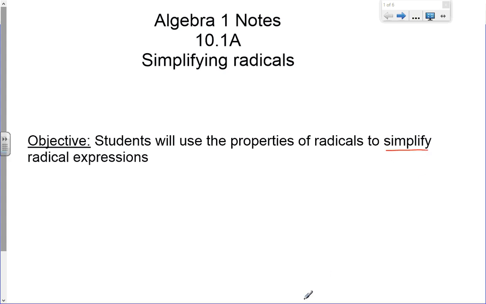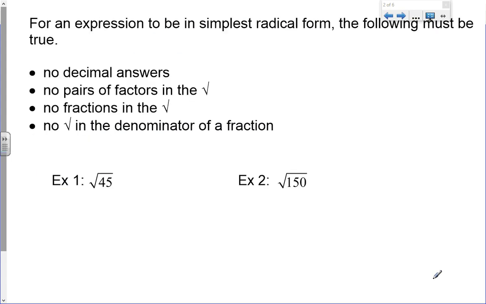You'll be able to use your calculator, ladies and gentlemen, but you will not be taking square roots on your calculator. So we'll show you what your answers should look like. There are some rules that we have to follow. If a radical is simplified, it means that there's no decimal answer. If you remember back in chapter 9 when we took the square root of 5, we got that 2.24 long decimal answer. You cannot give me any decimal answers.